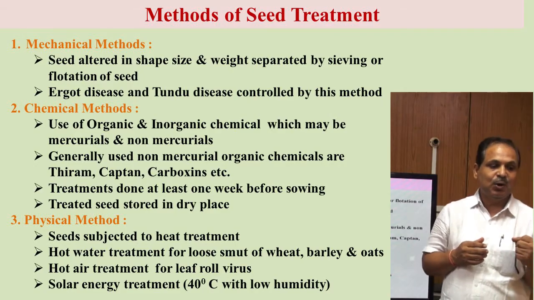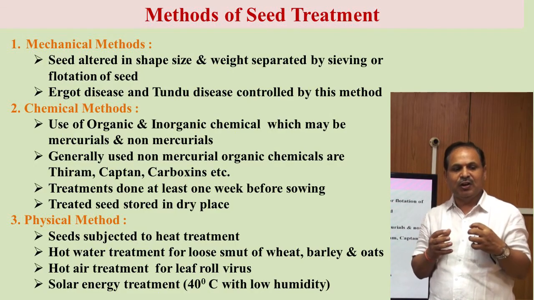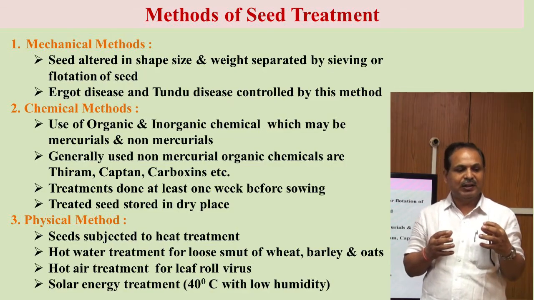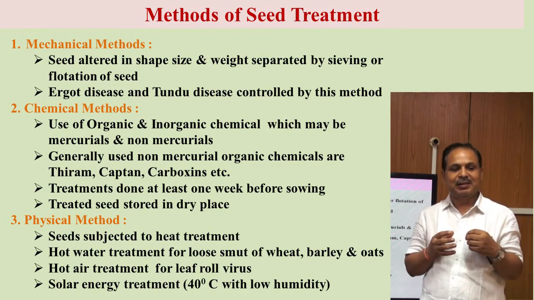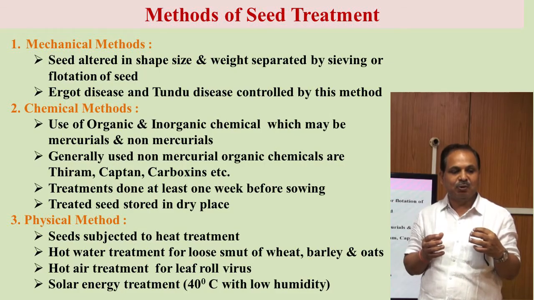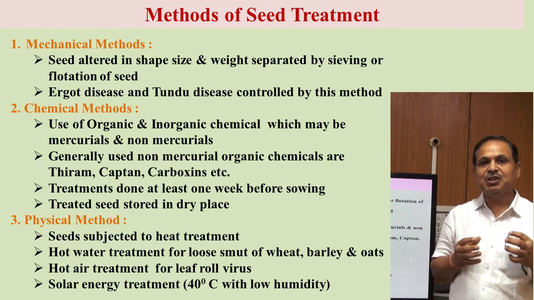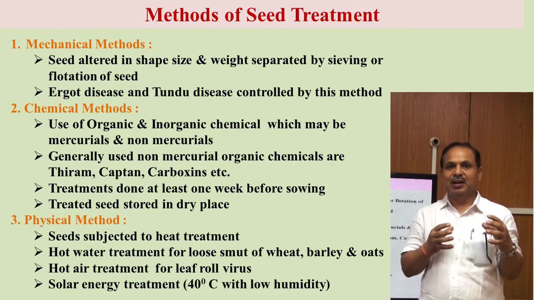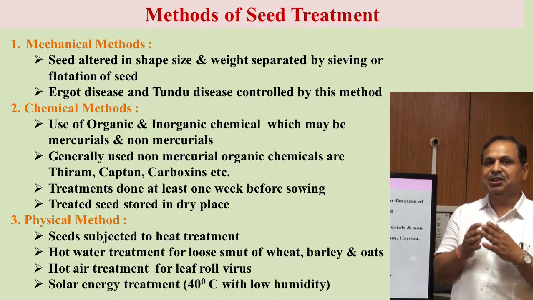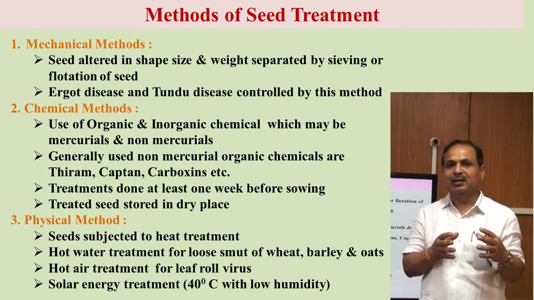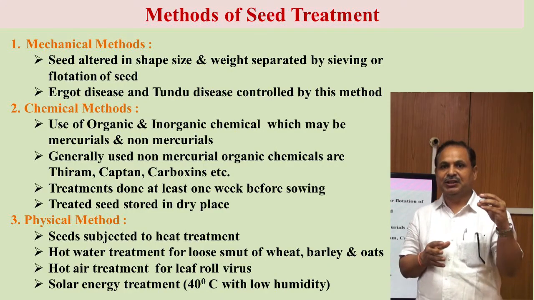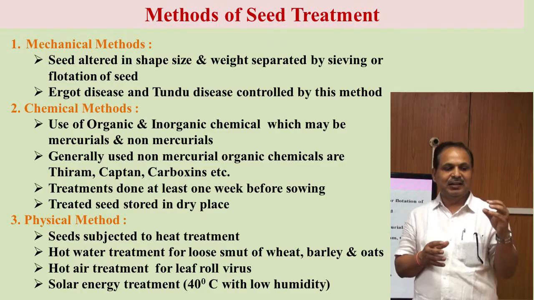In chemical methods, we use organic or inorganic chemicals, maybe mercurial or non-mercurial. In the non-mercurial case, we generally use organic non-mercurial chemicals like thiram, captan and carboxin. These treatments must be done at least 1 week before sowing. We must note that seed treatment by chemical means is done 1 week before sowing, and also the seeds must be dried in dry places.